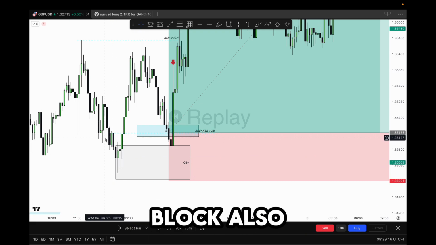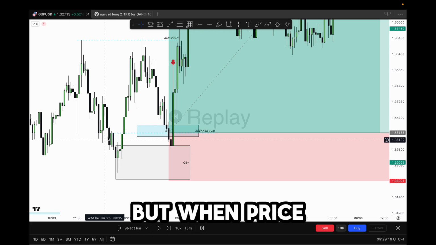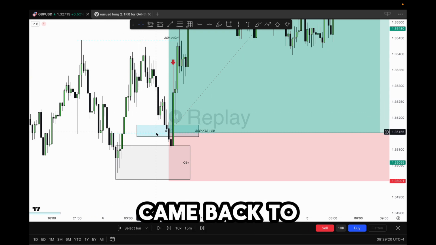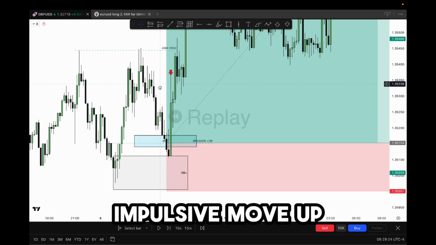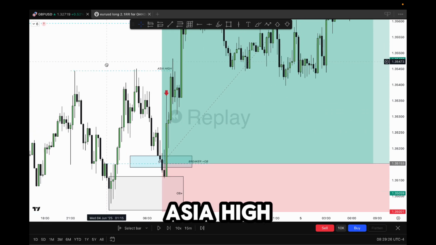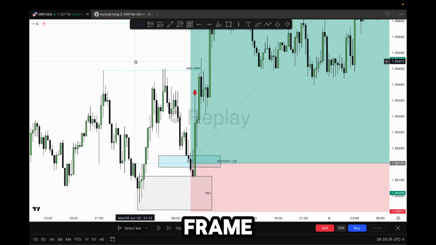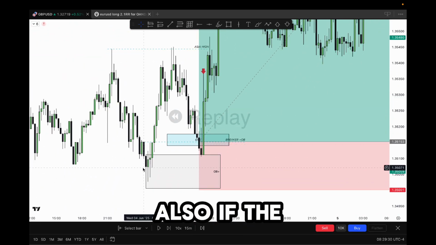Even here you had a breaker block also. But when price came back to the order block, it created another one and made an extreme fast impulsive move up to take out Asia high and take out other liquidities on the higher time frame. I will talk about that later also.